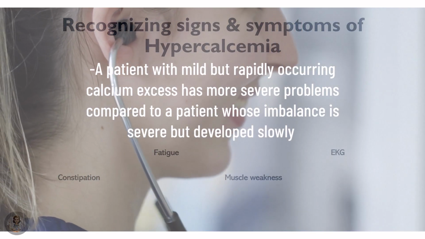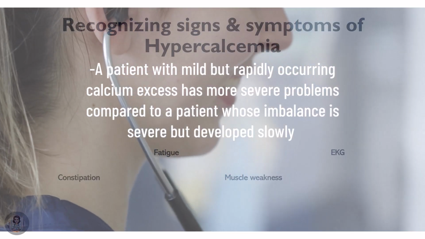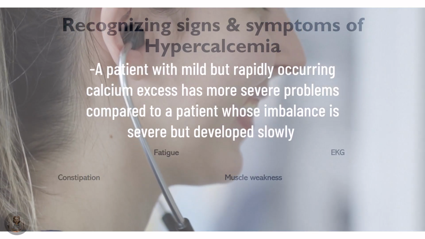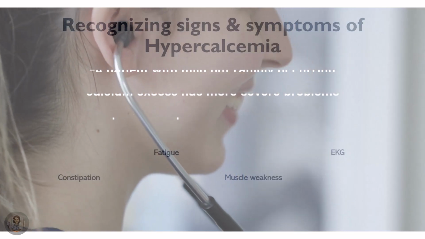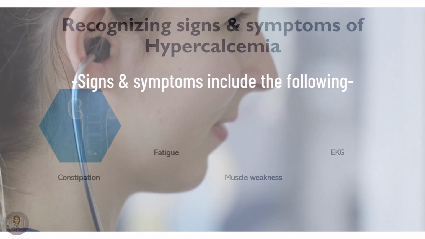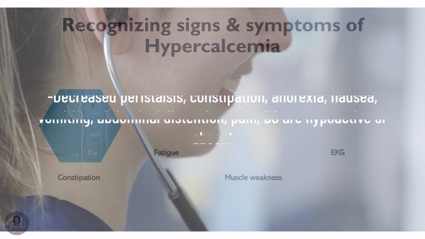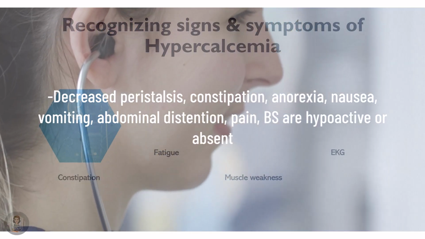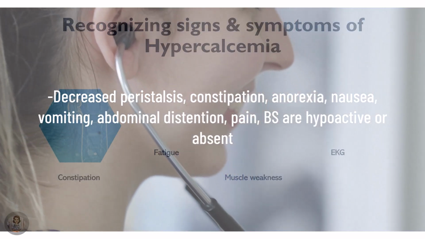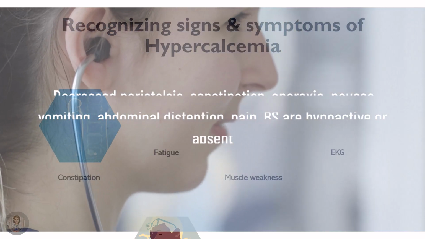Manifestations of hypercalcemia are related to its severity and how quickly the imbalance occurred. For example, a patient with a mild but rapidly occurring calcium excess has more severe problems than a patient whose imbalance is severe but developed slowly. Signs and symptoms include the following. Intestinal changes are first reflected as decreased peristalsis. The patient may exhibit constipation, anorexia, nausea, vomiting, abdominal distension, and pain. Bowel sounds tend to be hypoactive or absent.